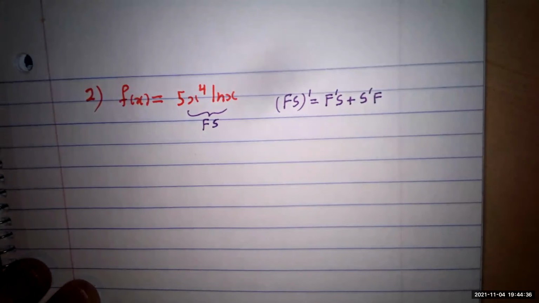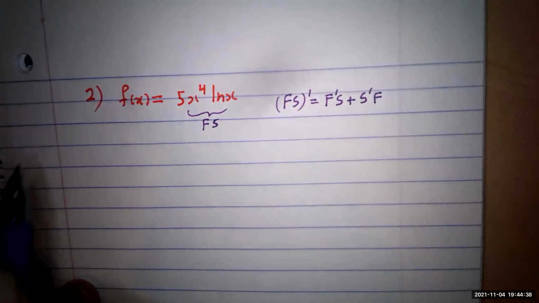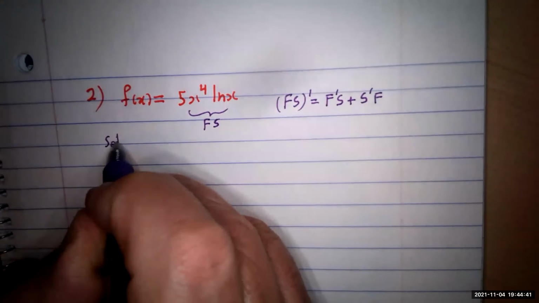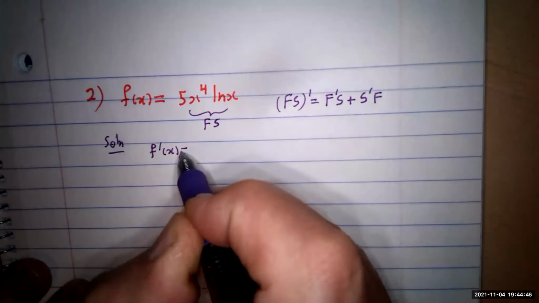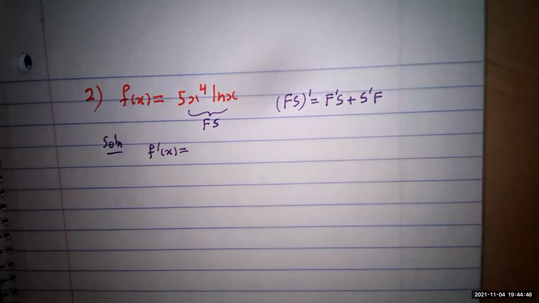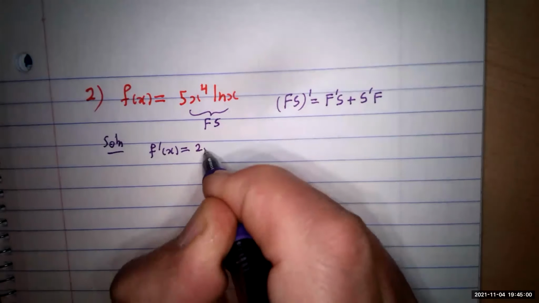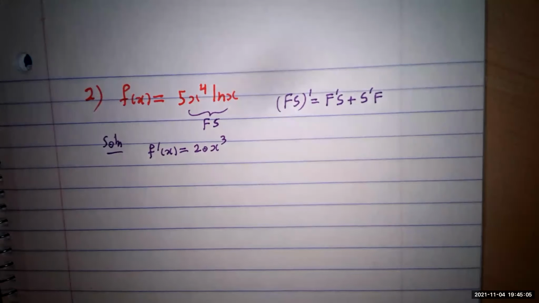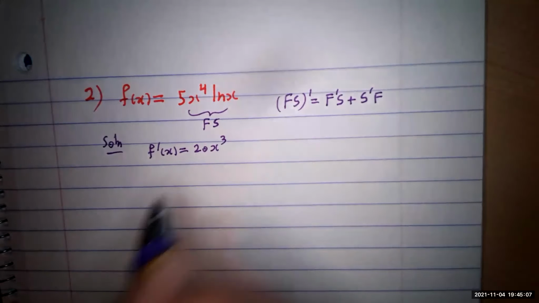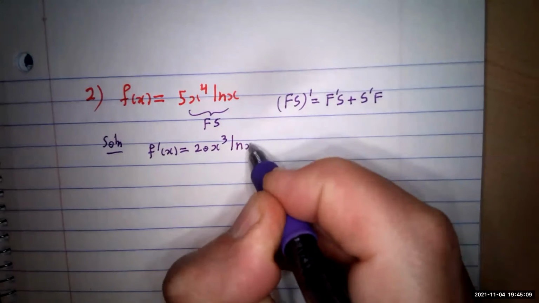Now we can go for it. Are you ready? Solution. F prime of x. Derivative of the first one, 5x to the 4th. It's easy. We apply the power rule, 4 times 5, 20. We reduce the power by 1, so that gives us 20x cubed for the first one. This is the derivative of the first times the second, times ln x.